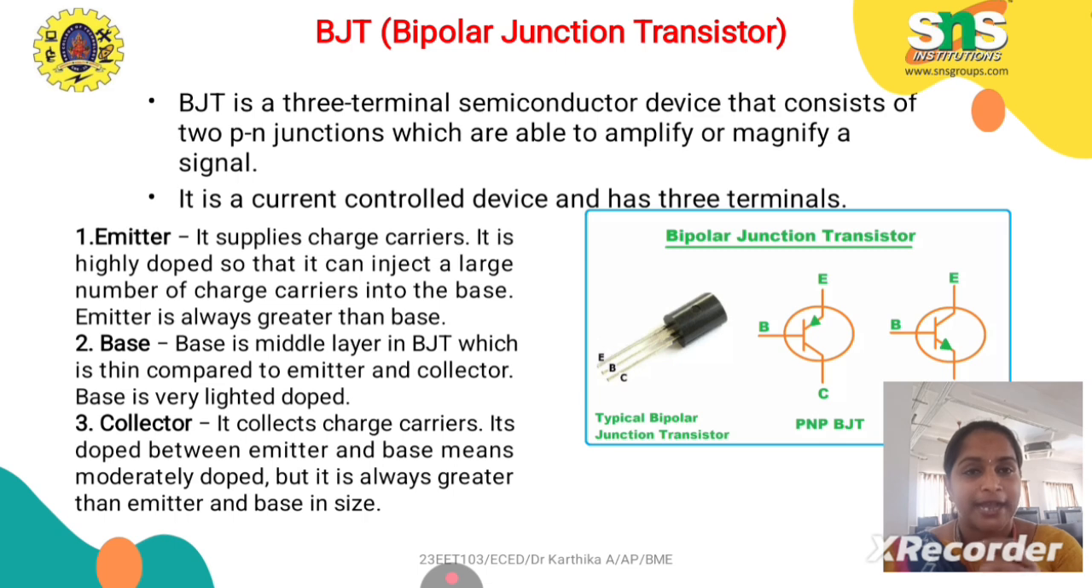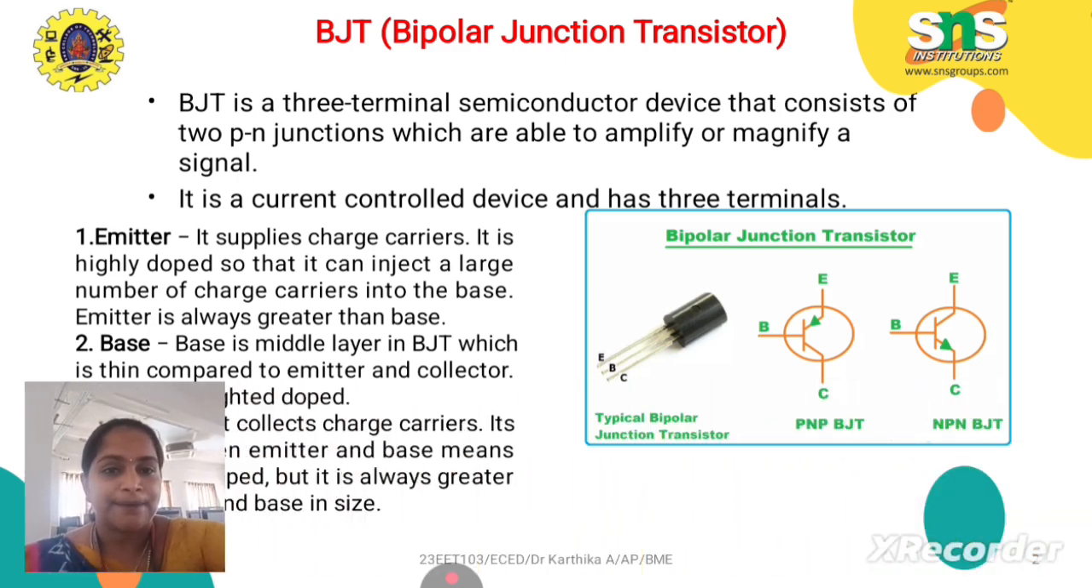Emitter is always highly doped because it should inject a large number of charge carriers into the base, and our collector is moderately doped and base is very lightly doped, but collector is always greater than emitter and base in size. While coming to doping, emitter is highly doped, base is lightly doped, collector is moderately doped, but the size of collector is greater than base and emitter.